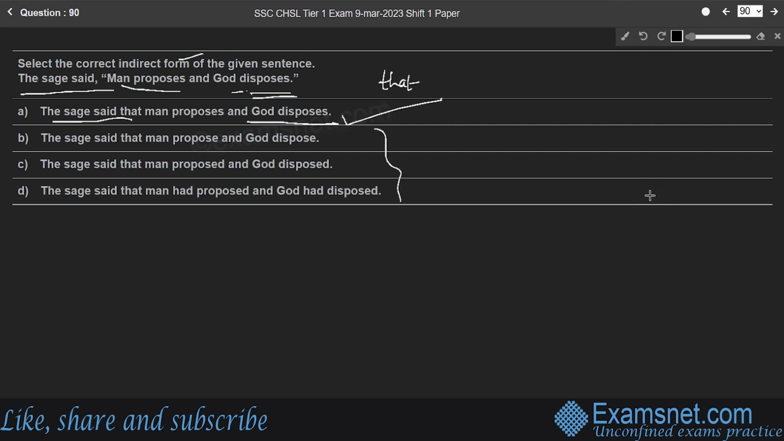The remaining options are wrong. In option B, "man propose" is wrong, it should be "man proposes", and "God dispose" should be "God disposes". In option C, "man proposed" is wrong, and so is "disposed". In option D, "man had proposed" is wrong, and "God had disposed" is also wrong. Therefore, option A is the right answer, the indirect form of the given sentence.